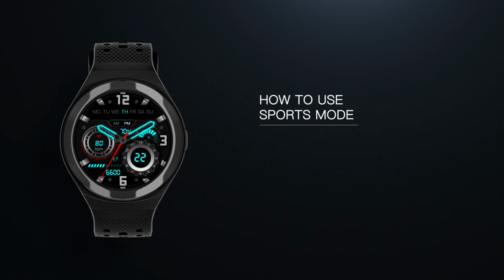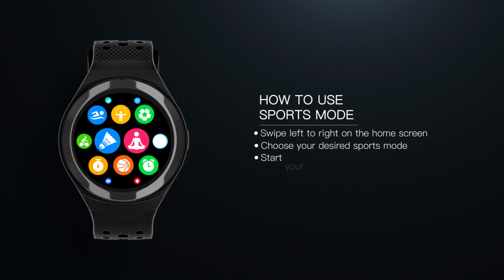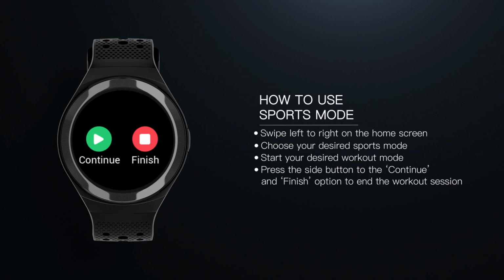How to use sports mode. Step 1. Swipe left to right on the home screen. Step 2. Choose your desired sports mode. Step 3. Select your desired workout mode. Step 4. Press the side button to the continue and finish option to end the workout session.